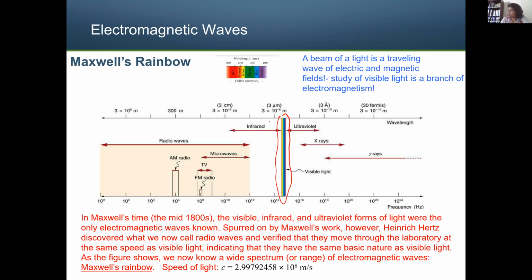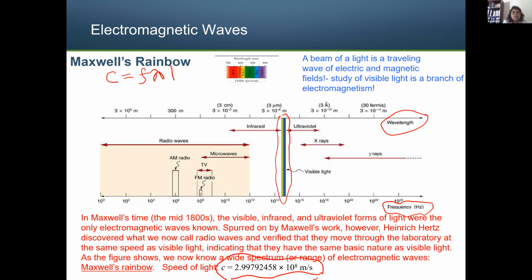Now my pen is not working. The speed of light is this value, right? But the important thing here is that in my top axis, this is wavelength and this is frequency. How are wavelength and frequency related to each other? We already know this from your Physics 116: the speed of light, the velocity, for which we use the symbol c, equals frequency times wavelength.